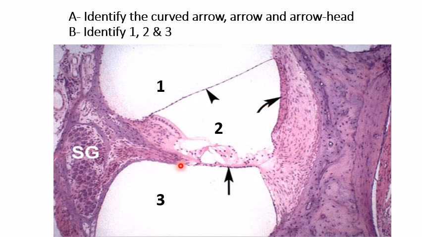Here, dear students, I can see part of the cochlea. The black arrow is the basilar membrane. The arrowhead, the vestibular membrane, and this curved arrow is the stria vascularis. Okay, so number 1 will be the scala vestibuli, number 2 scala media, and number 3 is the scala tympani.